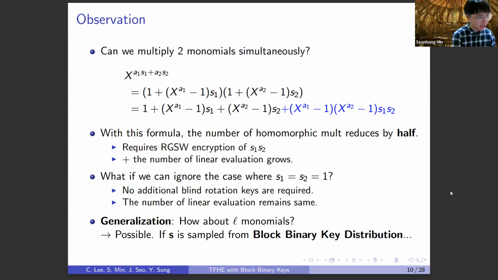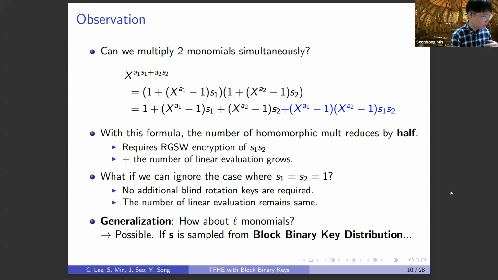If you just write it down, you can easily see that X to the a_1 s_1 plus a_2 s_2 can be written as a linear sum of s_1, s_2, and s_1 s_2. With this formula, you can actually reduce the number of homomorphic multiplications by half. So it's actually faster, but it requires additional RGSW encryptions of s_1 s_2 and s_3 s_4. And also the number of linear evaluations grows, as you can see in the equation, the blue part.